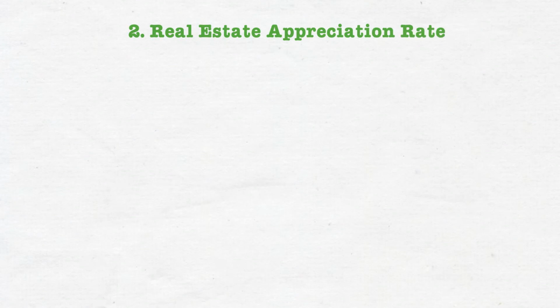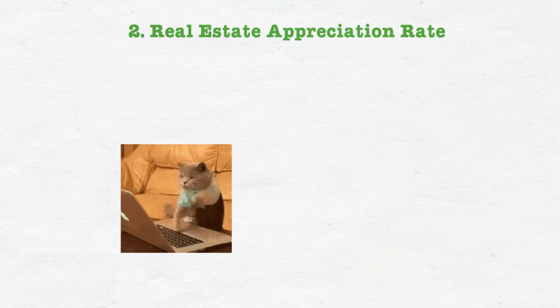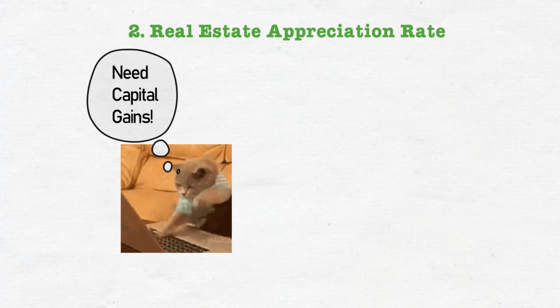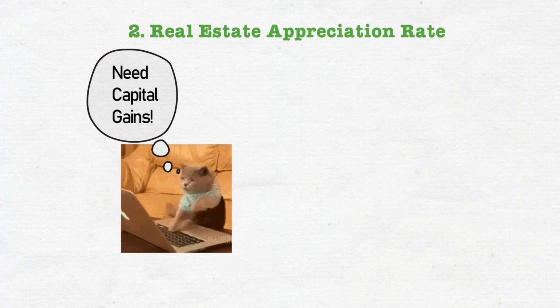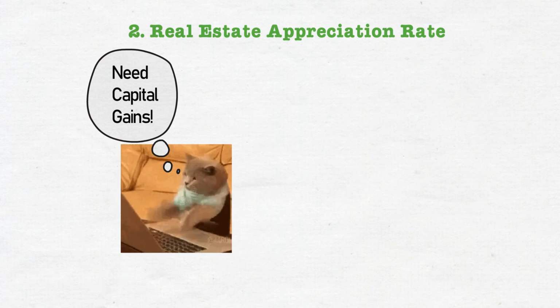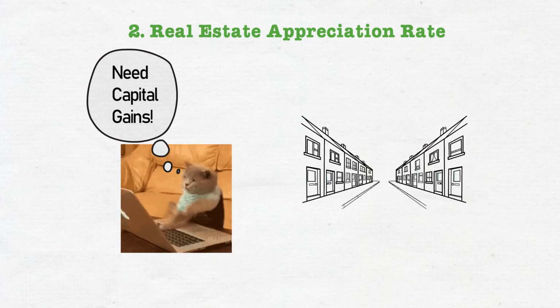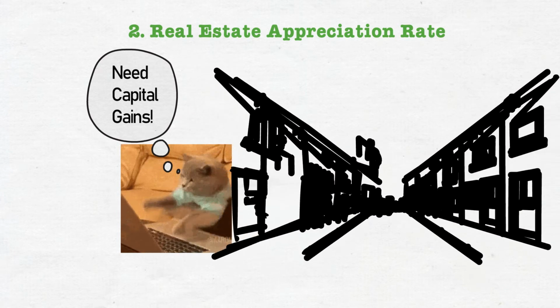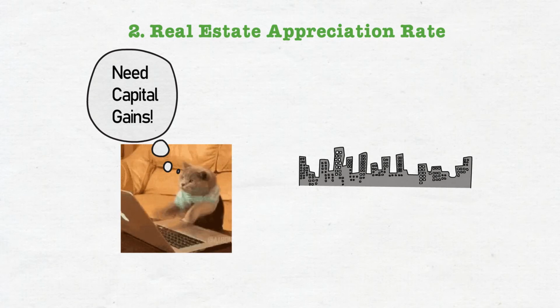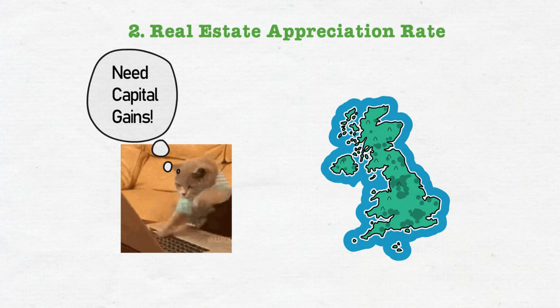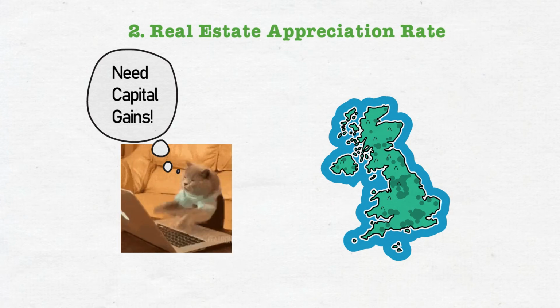Number 2 is the real estate appreciation rate. When you're working on your real estate investment strategy, inevitably you would have to assume a certain appreciation rate for the property. That is how much you think the house value will grow by. These vary by location, that is, you have to factor in neighborhood, city, state, and obviously country. So how different are the UK versus the US house appreciation rates?